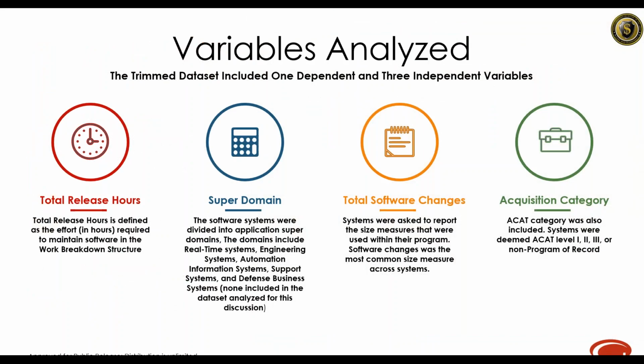So total release hours is the effort required to maintain software in hours. Superdomain is a variable that classifies software systems. So domains include real-time, engineering, automation information, and defense business systems. And I'll note that there were no defense business systems in the data set that we used for this particular analysis. Then we also have total software changes, and that's the most common software size measure across most of the Army systems that we have within the repository.